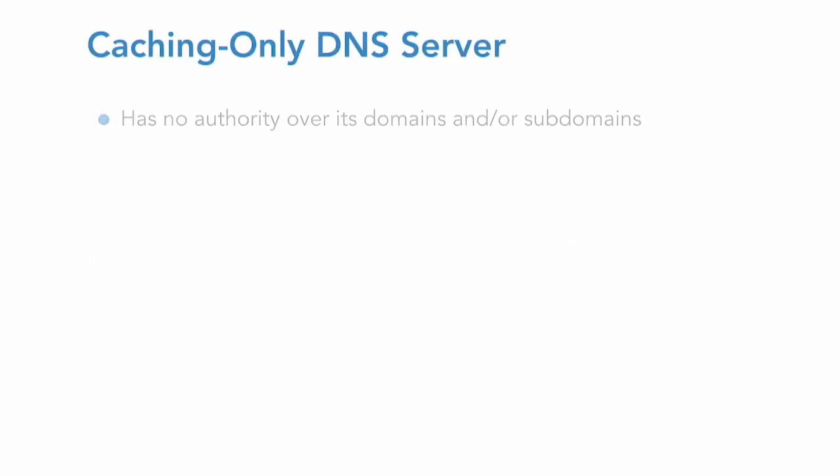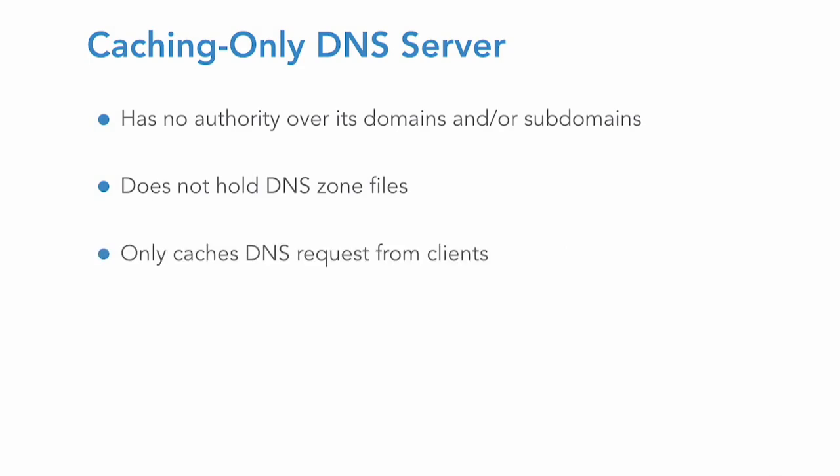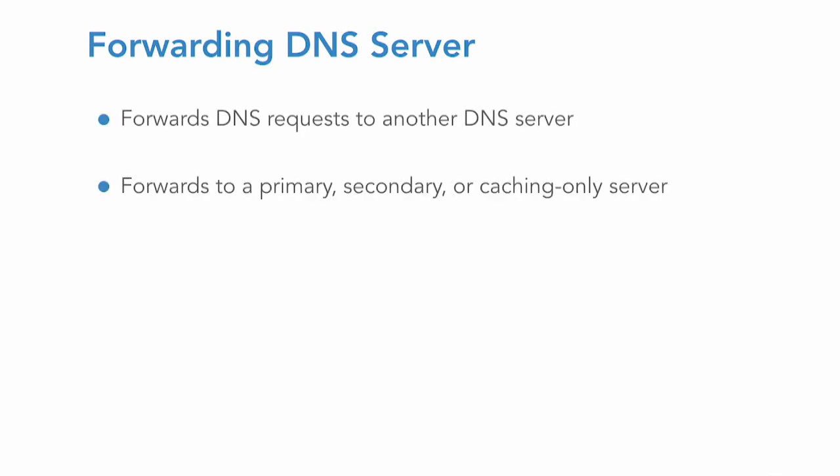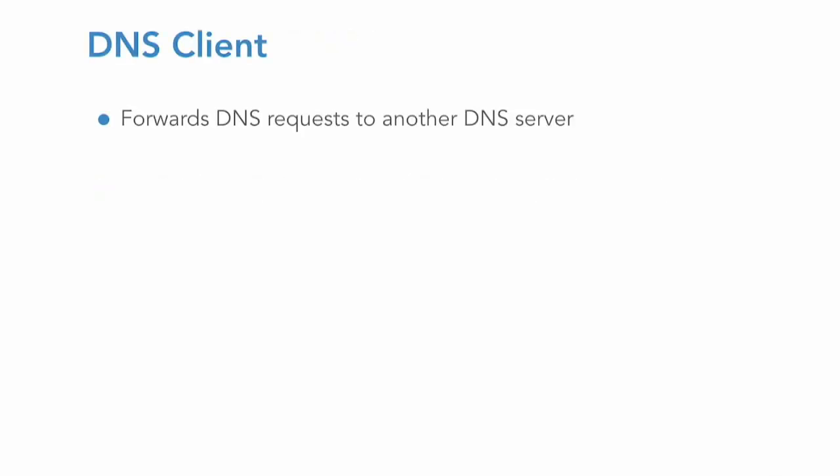A third type of DNS server is a caching-only server. A caching-only server does not hold any zone files and has no authority over its domains. It only caches the results of queries by clients. Its job is to relieve the primary and secondary servers from having to answer queries. A fourth type of DNS server is a forwarding DNS server. Its only job is to forward queries onto other DNS servers. Those servers could be primary, secondary, or caching-only servers. The last role in DNS is the client, which queries the DNS servers to resolve DNS names to IP addresses.